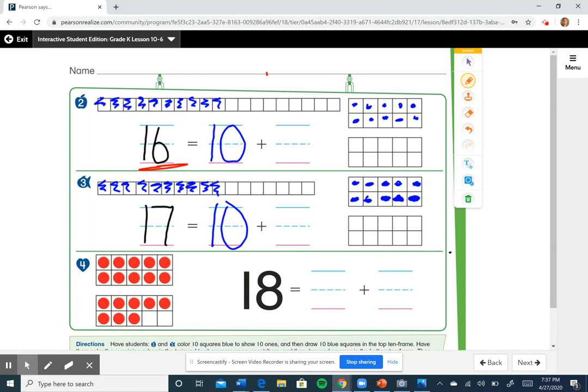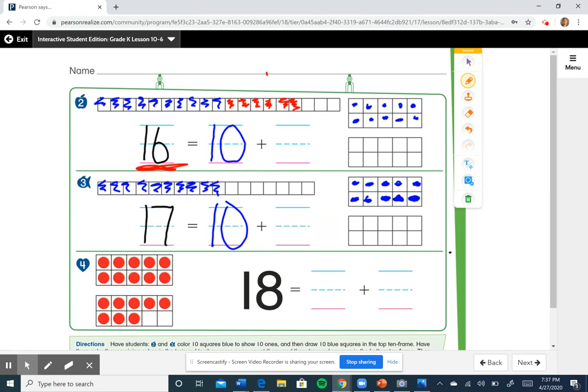So let's try that again. We have 10. Now 11, 12, 13, 14, 15, 16. Do I keep going? No, I stop at 16 because that's the number I want us to find.